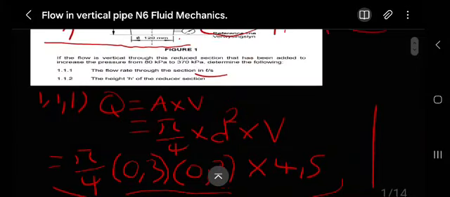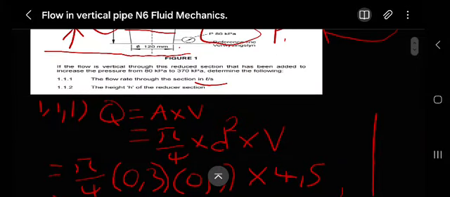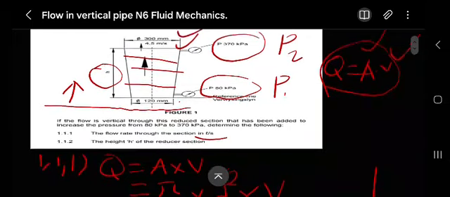Then the following question, 1.1.2, says determine the height. They want this height h. They want us to determine h, the height of the reducer section. To apply this, obviously we're supposed to apply Bernoulli's equation, because we know the information.